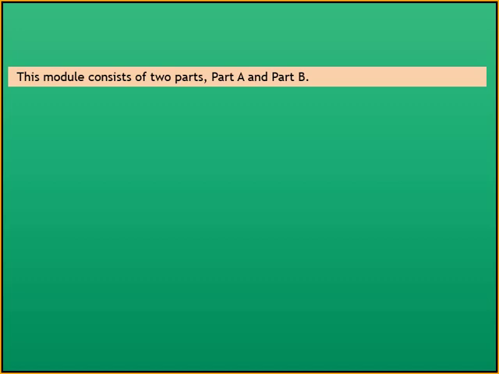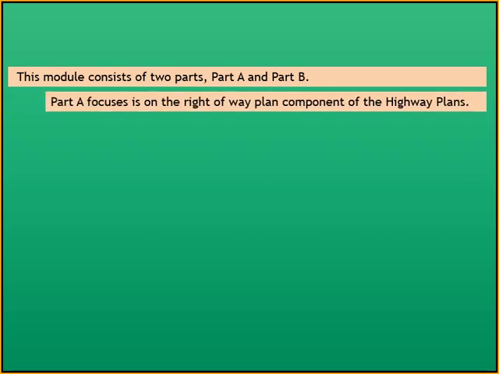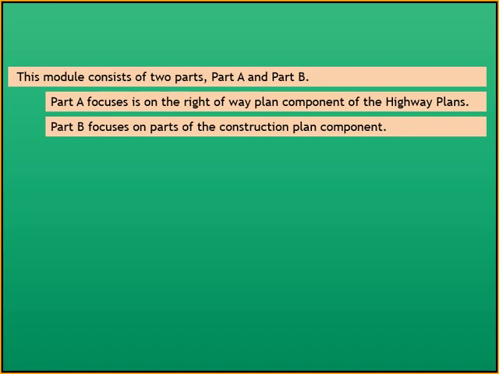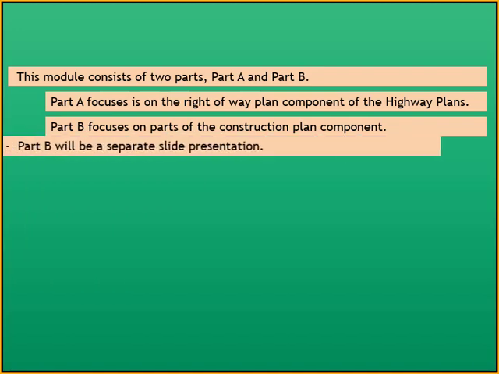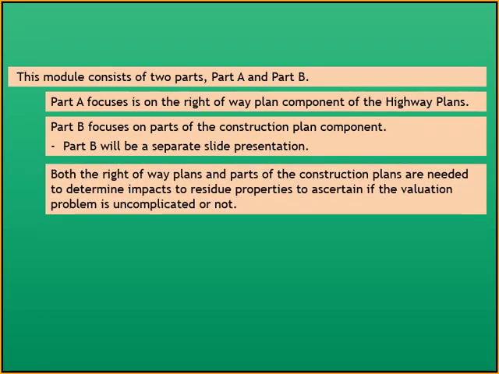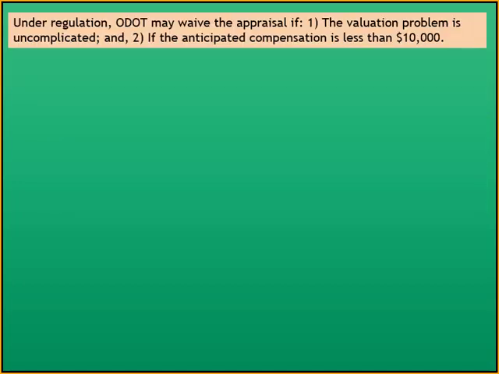As I said, the module consists of two parts, A and B. Part A is going to focus on the right-of-way plan component of the highway plans, and Part B is going to focus on the construction plan component. And Part B is going to be a separate slide presentation. Both the right-of-way plans and parts of the construction plans are needed to determine impacts to residue properties to ascertain if the valuation problem is uncomplicated or not.